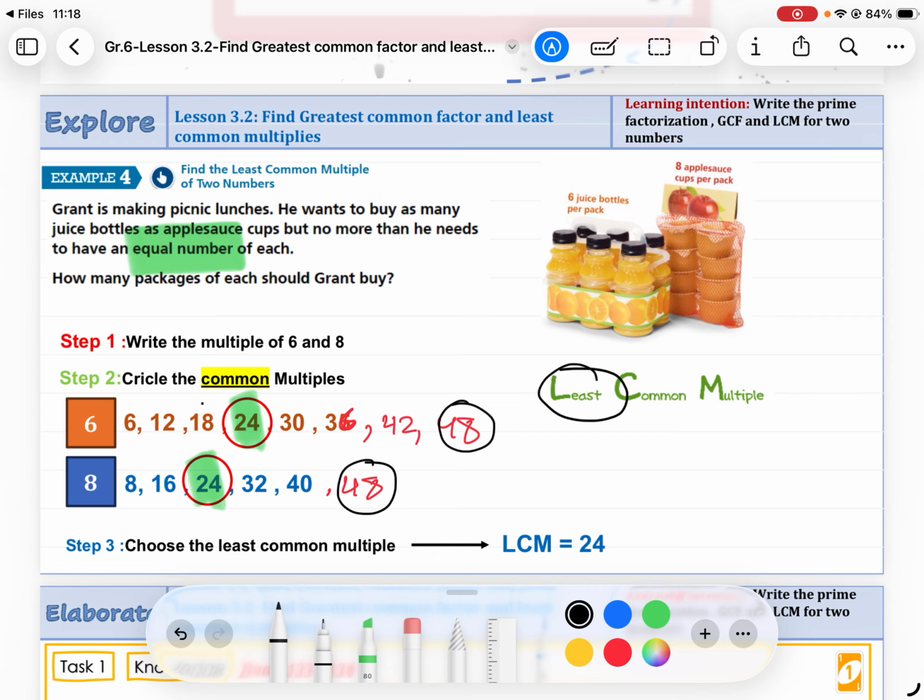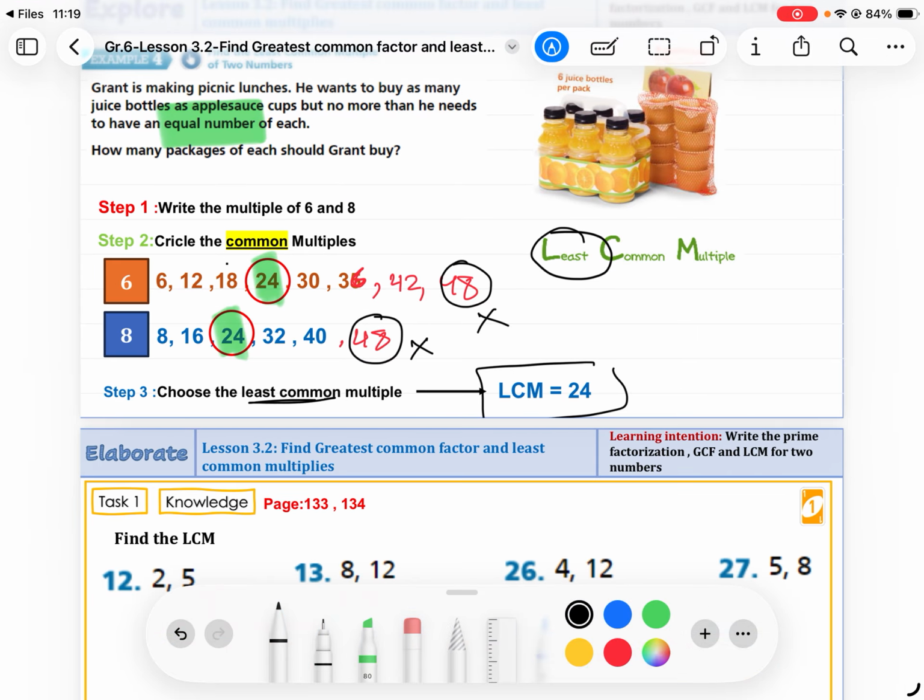That's why, please be careful. Do not take the biggest common multiple. Always aim for the least one. Once you get the least multiple, you're done. You just stop. You don't do anything else, and that's your LCM. It's 24. Again, we do not take this one. We take the least one, which is 24. Okay? Choose the least one.